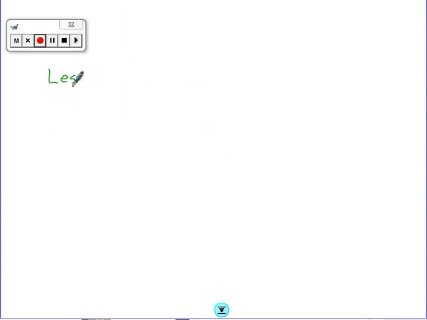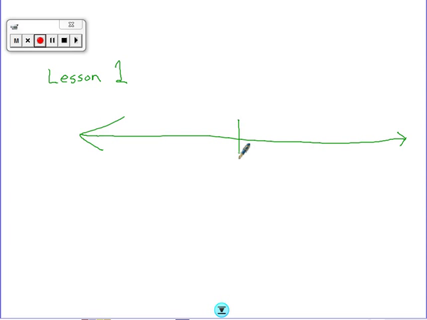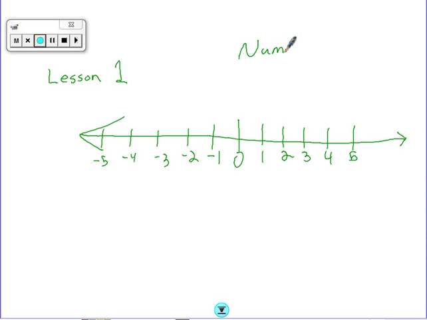So lesson 1 is for our group. Here we go. Let's start off with something that you should know and probably not love, but you should recognize. And knowing that I can't draw a straight line, this is called a number line. I'm making it from -5 to +5.